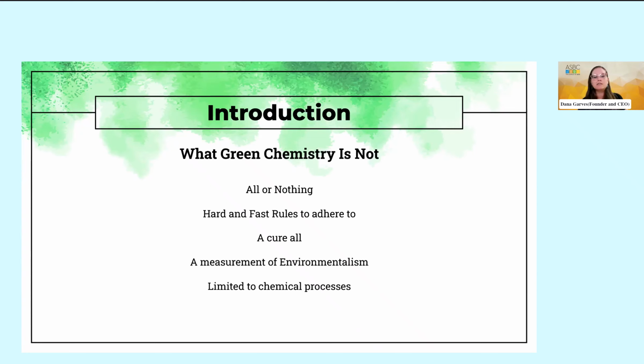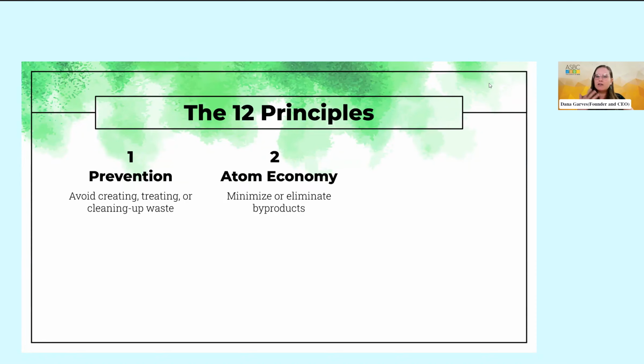Let's look at the actual 12 principles of green chemistry. The first one seems very obvious, and hopefully that is to you. Number one is prevention. We want to avoid creating, treating, or cleaning up waste. We want to have no waste at all as the ideal, but if we can minimize it, that's a step in the right direction. Number two, atom economy. So we want to minimize or eliminate all of our byproducts that we possibly can. And that's kind of along the same lines as prevention.